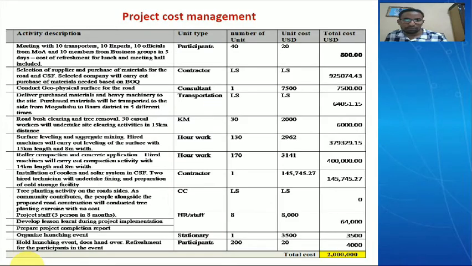So here is the project cost, and project cost management will be presented by my colleague, Engineer Mohamoud. My colleague will join us shortly. Thank you.